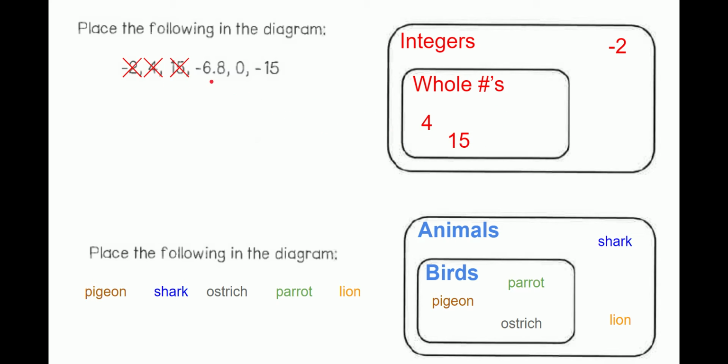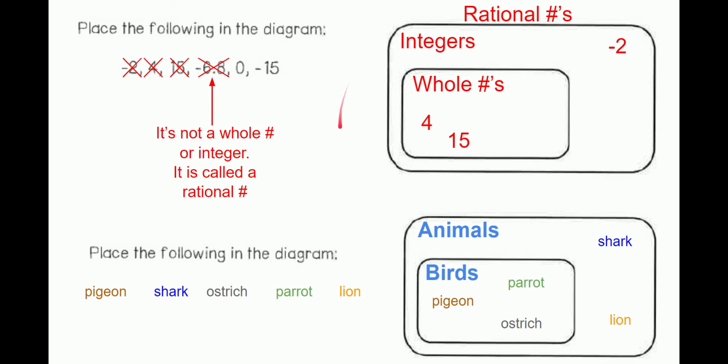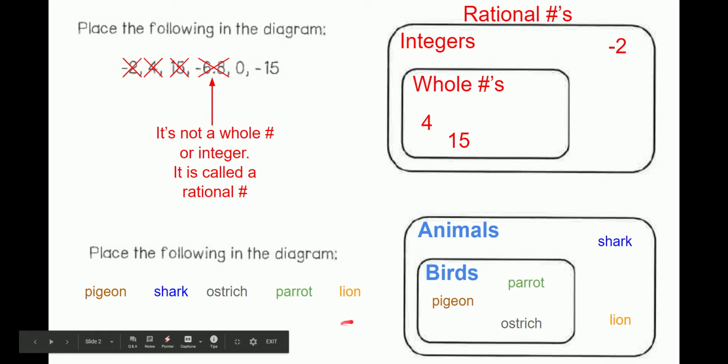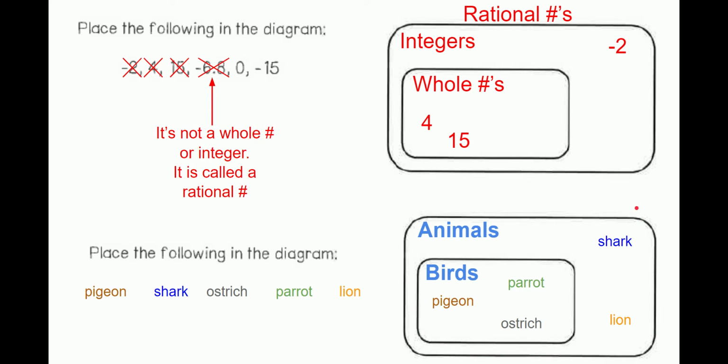-6.8 is a tricky one. It is a trick. It is not a whole number. It's not an integer. It's called a rational number. So if you want to think about it, a rational number is like an even bigger box that these two boxes are in. If you want to think about it in our animals and birds, it's kind of like if we put tree down here. A tree is not an animal or a bird, but it is a living thing. So, you could put it somewhere. So -6.8 is neither integer nor whole number. 0 is a whole number. It's a little tricky. And -15, it's not a whole number because it's negative, but it is an integer. So we're going to put it in this section.